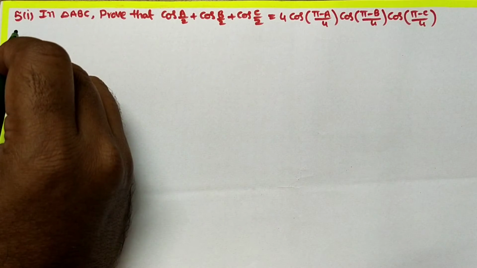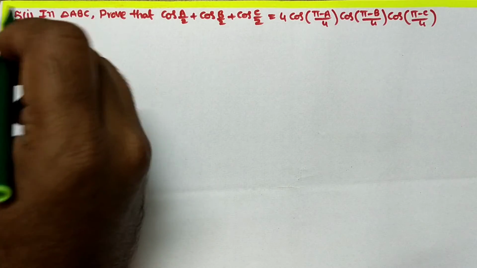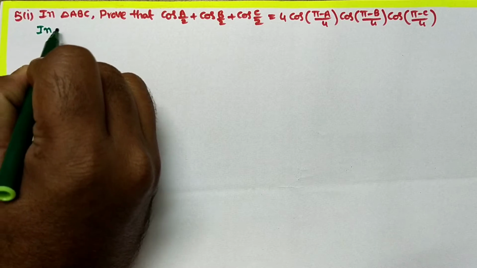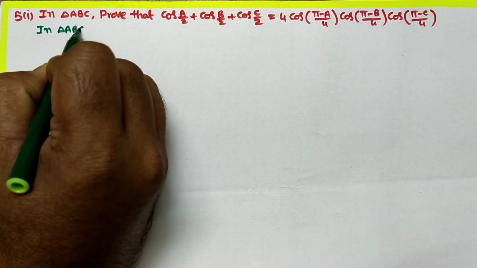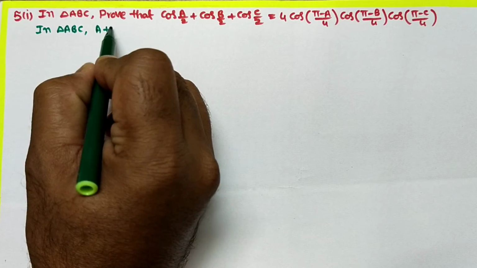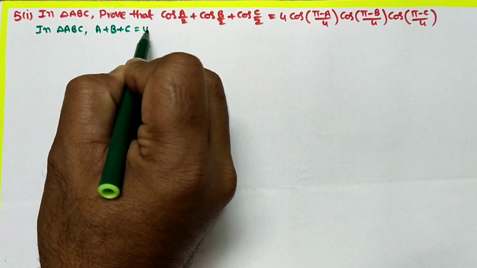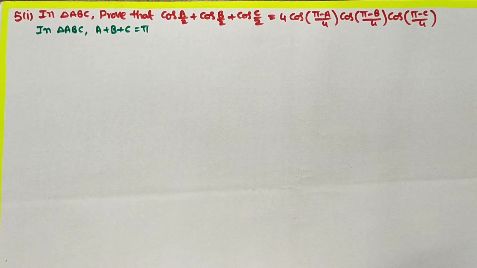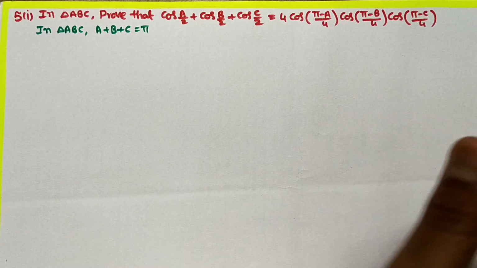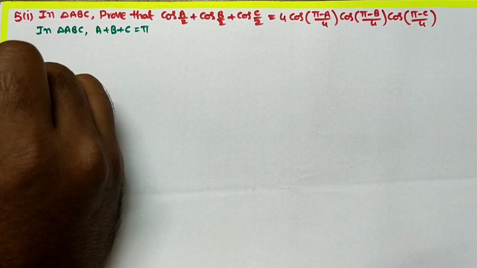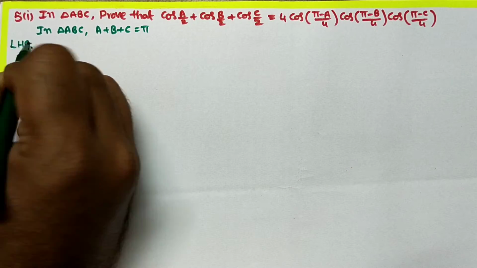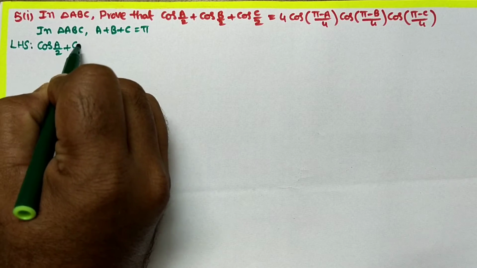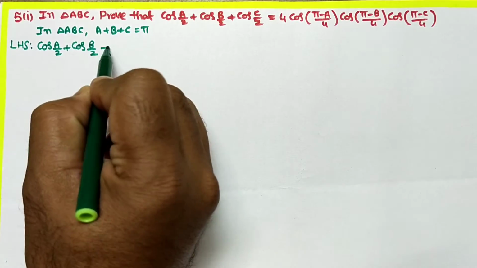So here consider LHS. Before going to write LHS, in triangle ABC, we know that A plus B plus C equals pi. By using this condition, we have some different concepts. I will write it here. Consider LHS: cos A by 2 plus cos B by 2 plus cos C by 2.